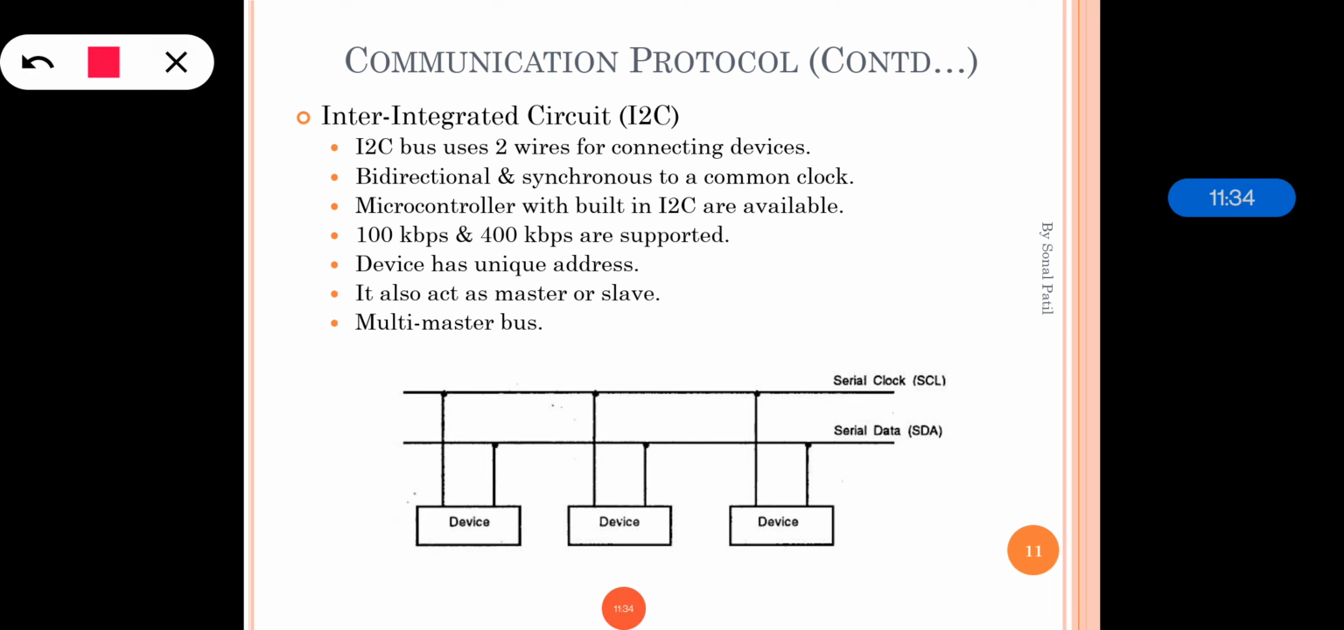Then in the I2C, that is the inter-integrated circuit, we are using two wires for connecting the devices. We can see in the diagram the serial clock and the serial data. So the bus is bidirectional and synchronous to a common clock, and it contains two lines, serial clock and serial data. Both lines remain high when they are not in use.